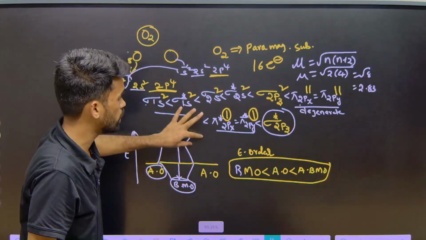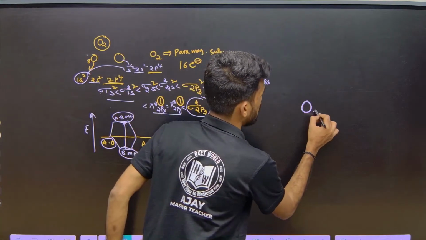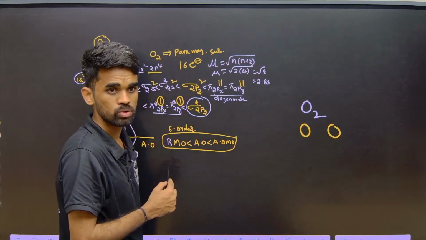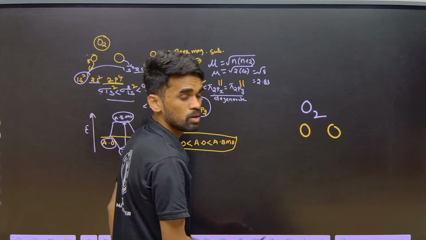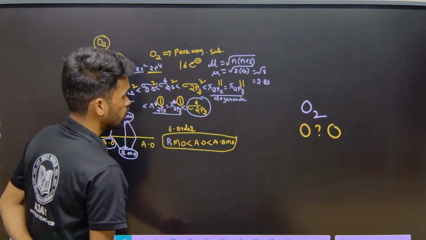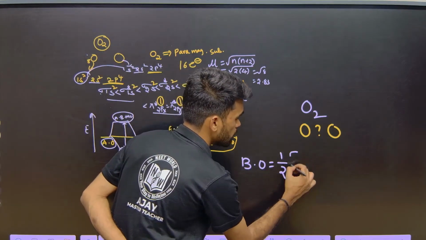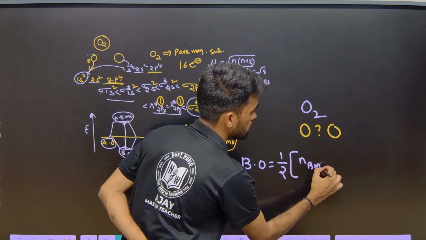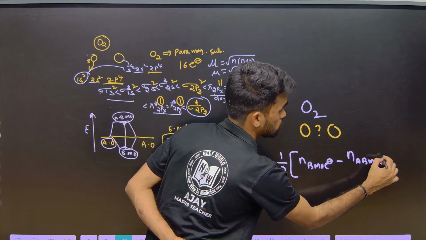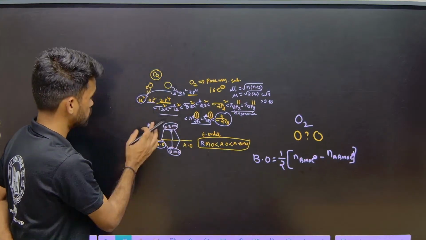Now I want to ask you about the O2 molecule. How many bonds exist between these two atoms, O and O? That is called its bond order. To find the bond order, we use the formula half into the number of BMO electrons minus the number of ABMO electrons. How many BMO electrons are there? Just count here.